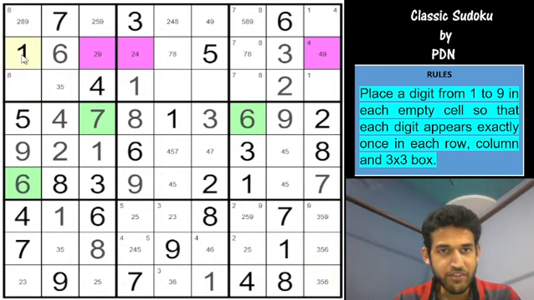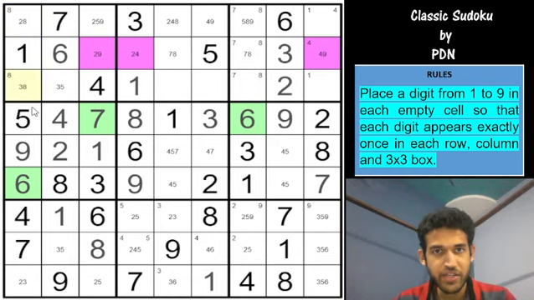So 1 5 6 9 4 and 7. We need 2 3 8. So we have 2 3 8 here, and this is not a 9. That's a 2 8, and 2 can't go here, so that's a 3 8.